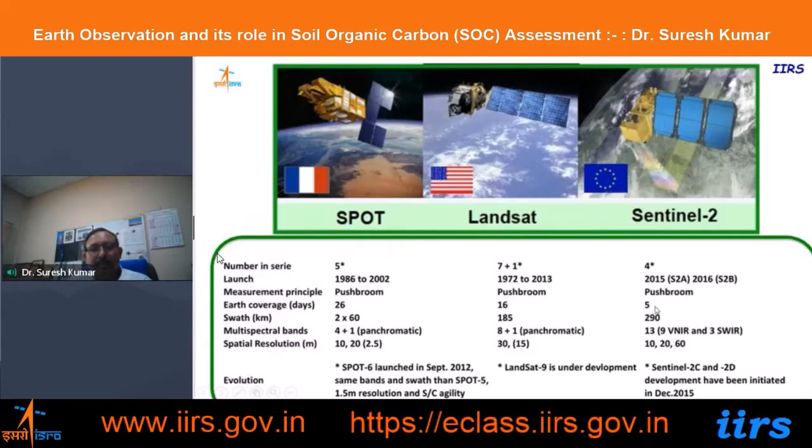We know that Sentinel data is available at every 5 days interval, whereas Landsat data is available every 16 days. Landsat provides 8 spectral bands and 1 in panchromatic mode with 30 meter resolution, whereas Sentinel provides you 13 spectral bands, 9 in visible near infrared and 3 in short wave infrared. And it is very good data because it provides 10 meter spatial resolution, which is quite good for mapping of soil properties.